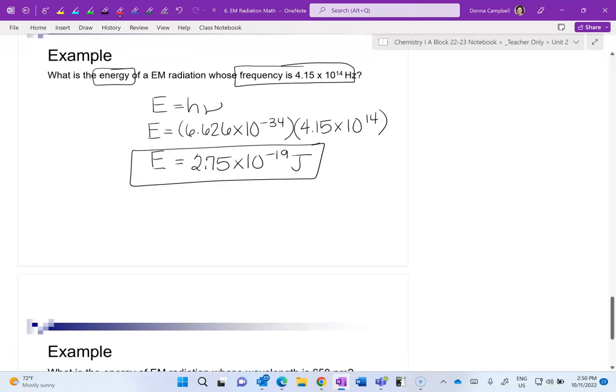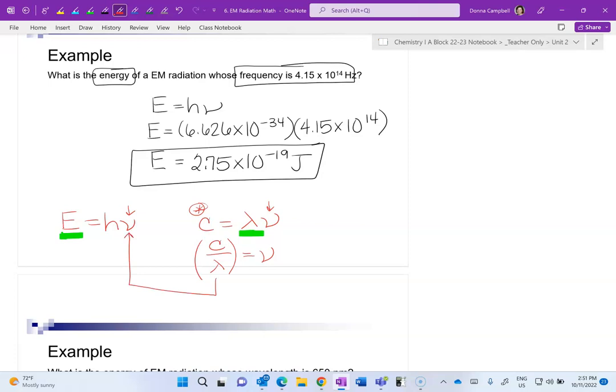So up to this point, we have 2 equations. We have E equals H nu and C equals lambda nu. The question is, can we find a relationship between E and wavelength? And the answer is yes, because they have frequency in common. So I'm going to rearrange this equation to be C over lambda equals nu. This thing right here, I'm going to sub in here. So when I do that, E equals H C over lambda.